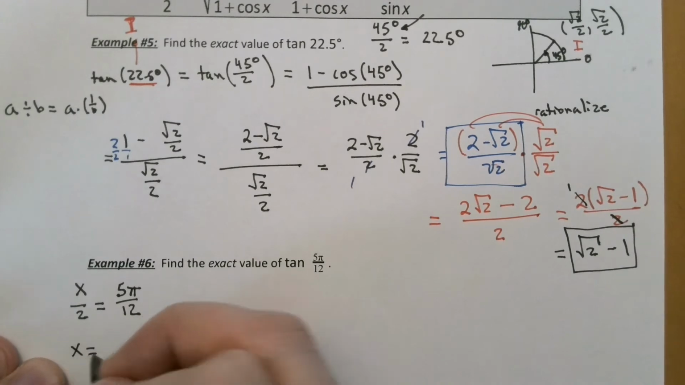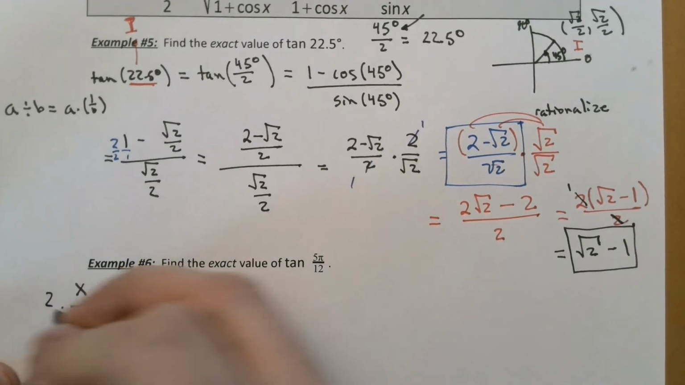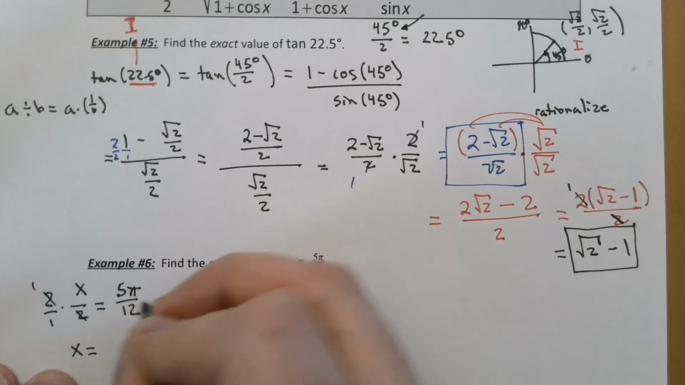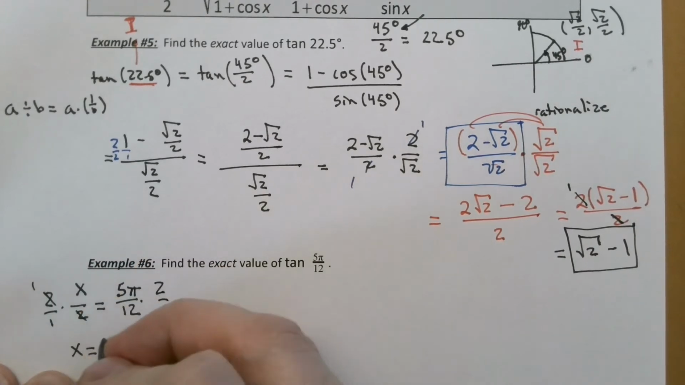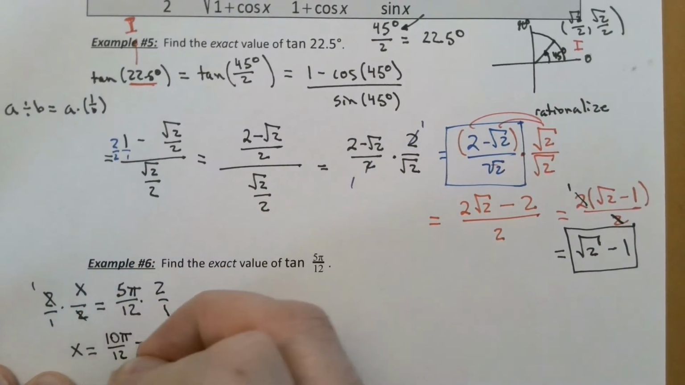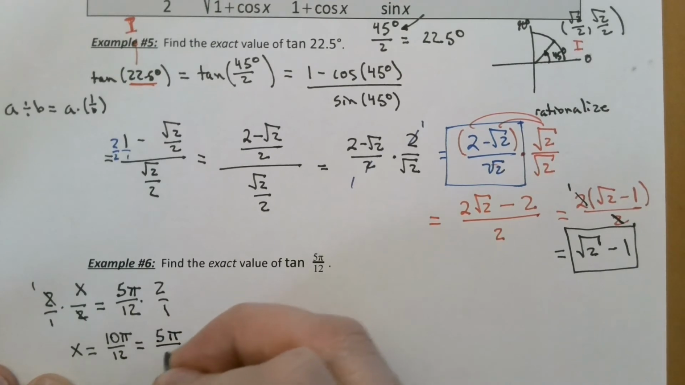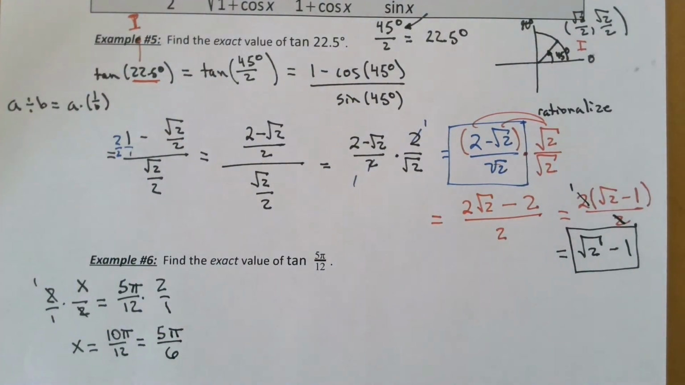So let's solve for x. Well, x equals, multiply both sides by 2. Shoop, shoop. 1 times 2 over 1, bam. 5 times 2, that's 10 pi twelfths. Oh, wonderful, right? Because that's 5 pi over 6. That is a unit circle value.